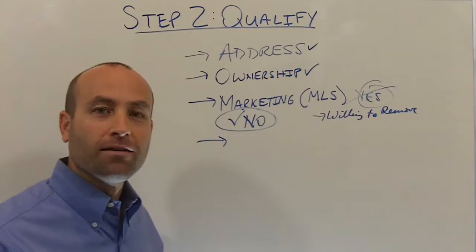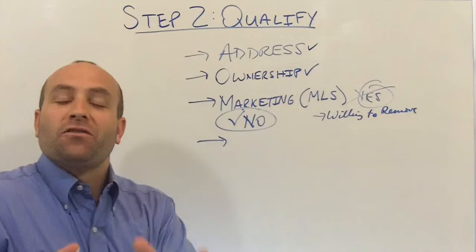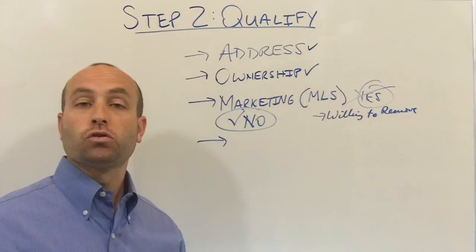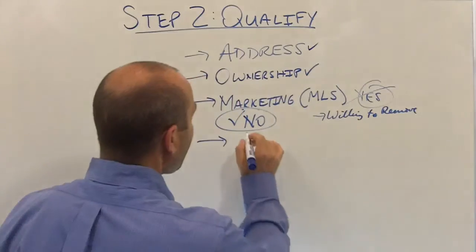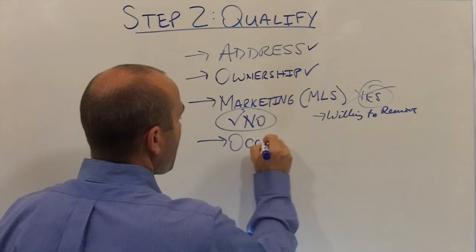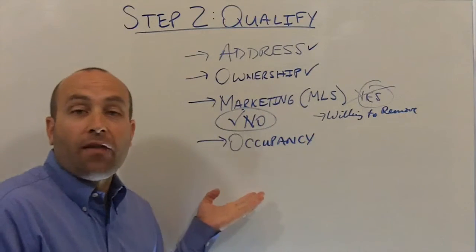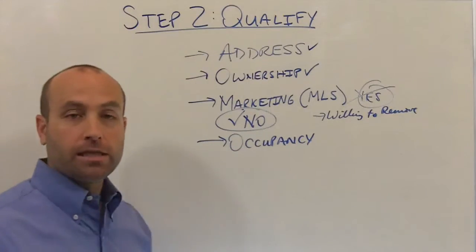How are we doing so far? Pretty simple, right? Now again, this is a skill you're going to develop over time, how to talk to these people, ask the questions, and stay in control of the conversation. Next one. Now, if it's not vacant, you may find that out if you're door knocking. You may find out that it's vacant. Occupancy is the next one.